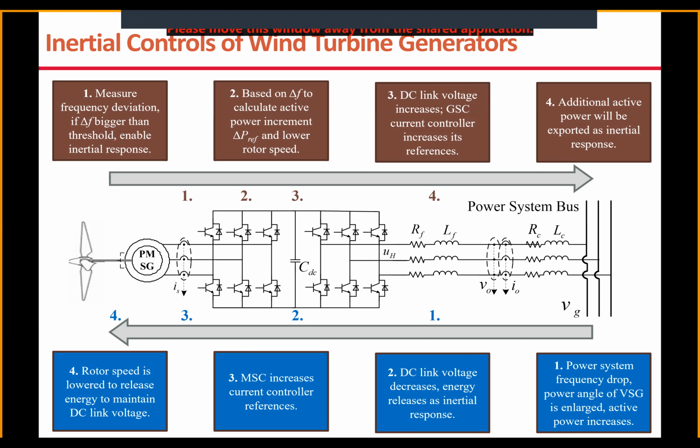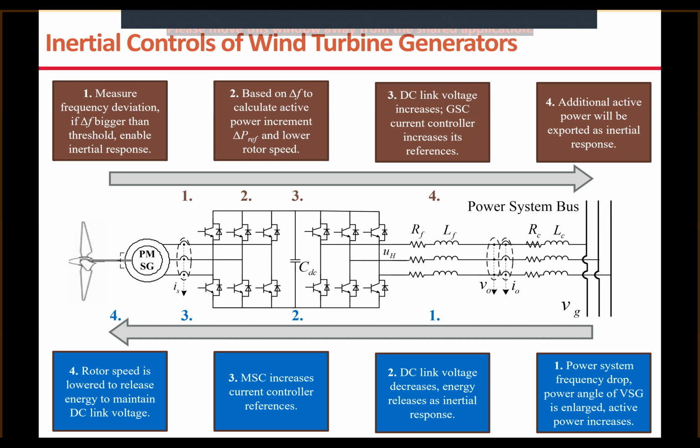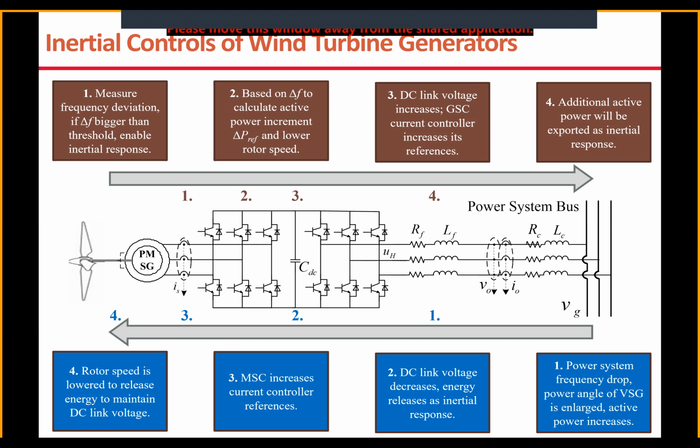That active power is provided to help the grid. And because the DC link voltage decreased, the machine side converter will try to restore that voltage. So then what to do? You have to lower the rotor speed. The rotor speed will be lowered to release the kinetic energy stored in the rotor blades. So that is a control sequence.